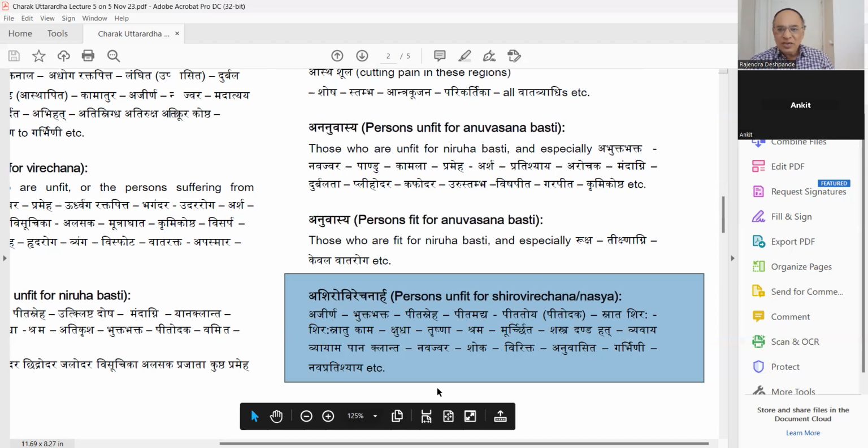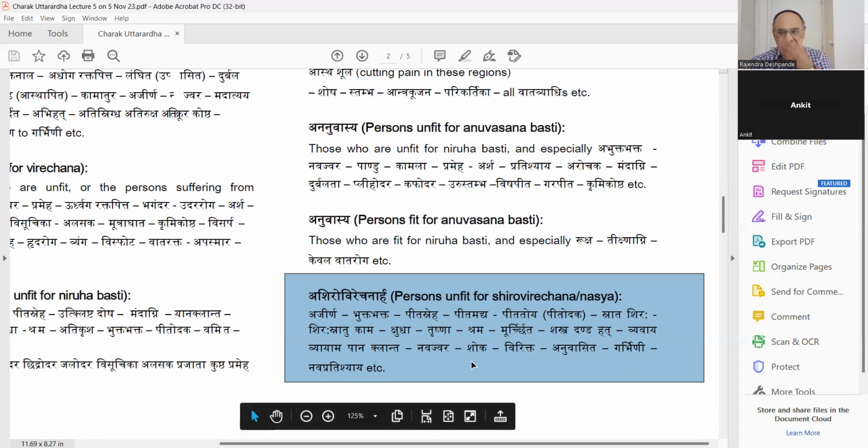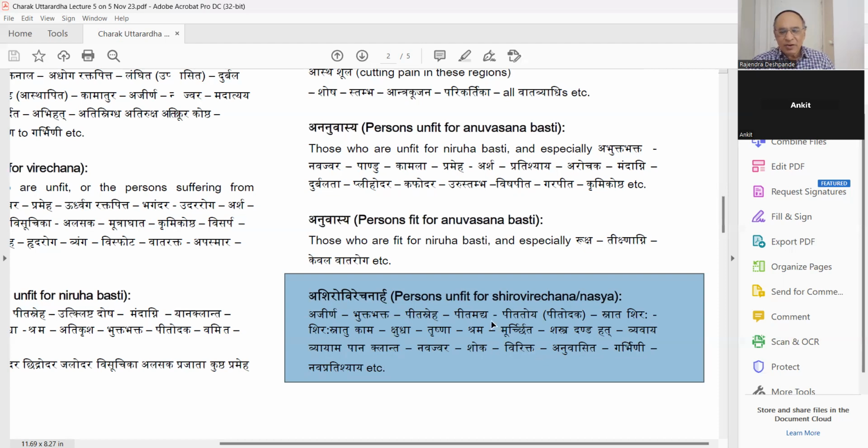Navajvara, don't give Nasya. Shoka, tension, anxiety, mental stress, don't give Nasya. Virikta, those who have already been given Virechan Chikitsa, don't give Nasya. Anuvasita, those who have received the Anuvasan Basti. Garbhini, pregnant woman, no Nasya. Then Navapratisha, very fresh, just now you have a lot of cough, that time you cannot give the Nasya. Okay. Now we will go further.